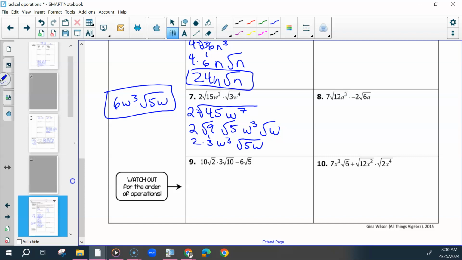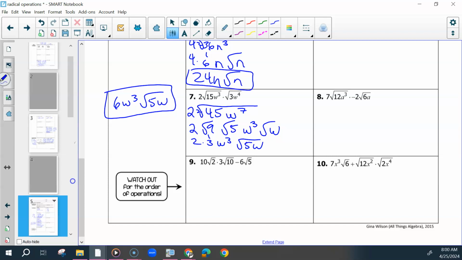Remember that you can check the numbers piece, so you could put 2 times the square root of 15 times the square root of 3 in the calculator, and then just 6 times the square root of 5 to see if the decimals are the same. But in Desmos, you can put in the variables to see if they're the same.